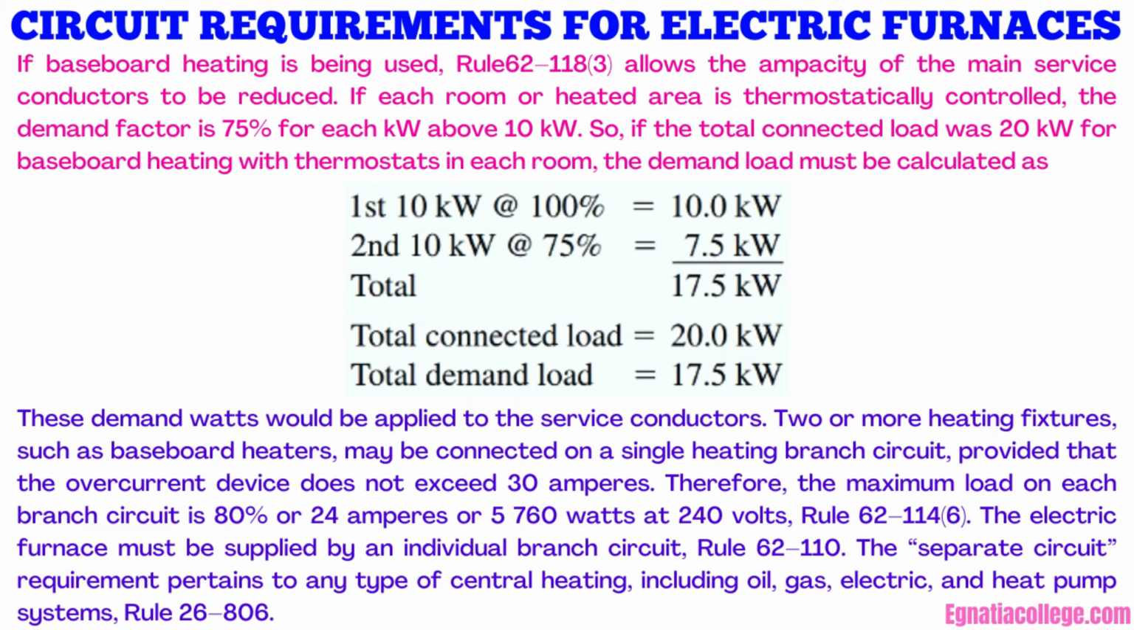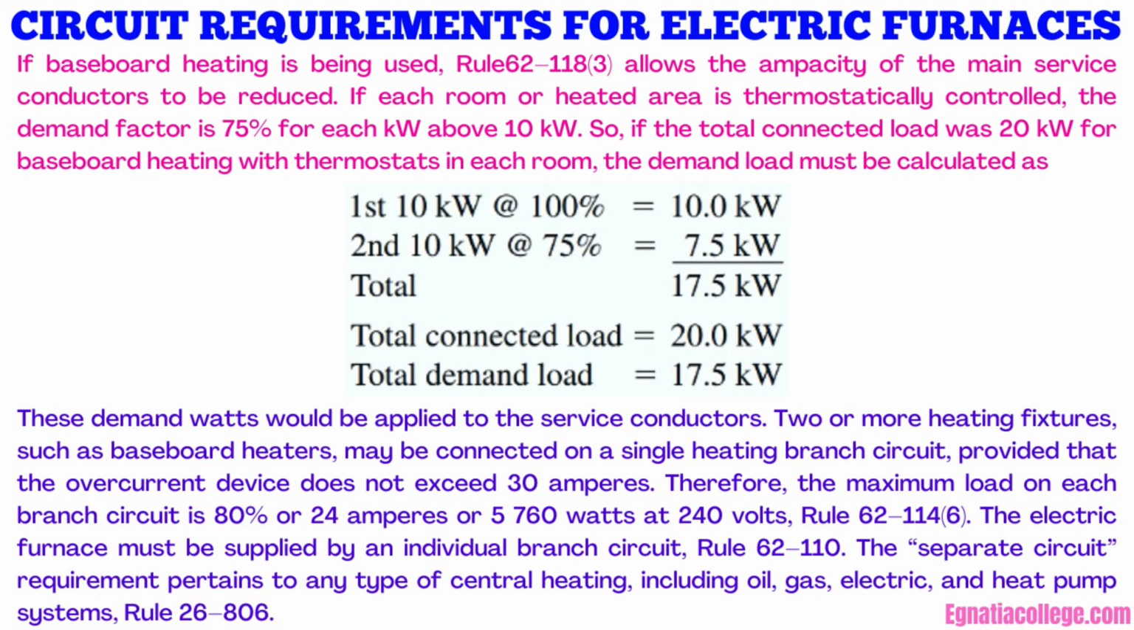If each room or heated area is thermostatically controlled, the demand factor is 75% for each kW above 10 kilowatts. So, if the total connected load was 20 kilowatts for baseboard heating with thermostats in each room, the demand load must be calculated as illustrated in this slide. Total demand load equals 17.5 kilowatts. These demand watts would be applied to the service conductors.